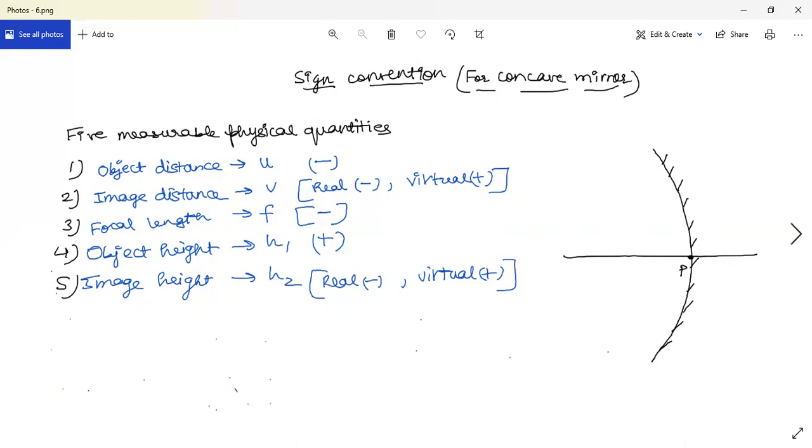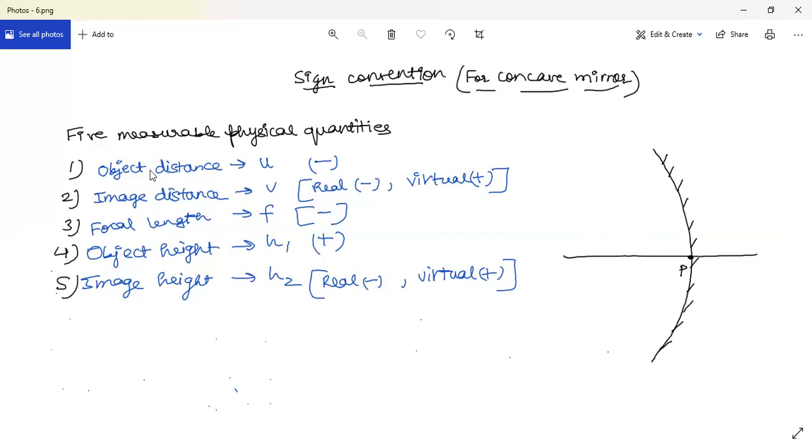For the height, this is the principal axis, right? So if the object is above the principal axis, it will take a positive sign. And if the object or image is below the principal axis, the sign will be negative.